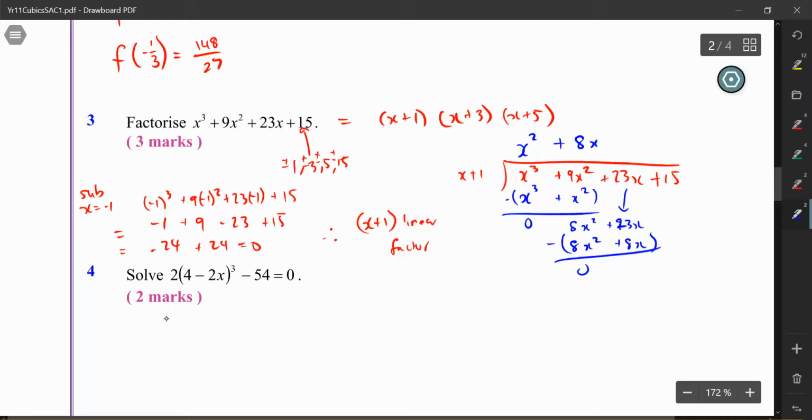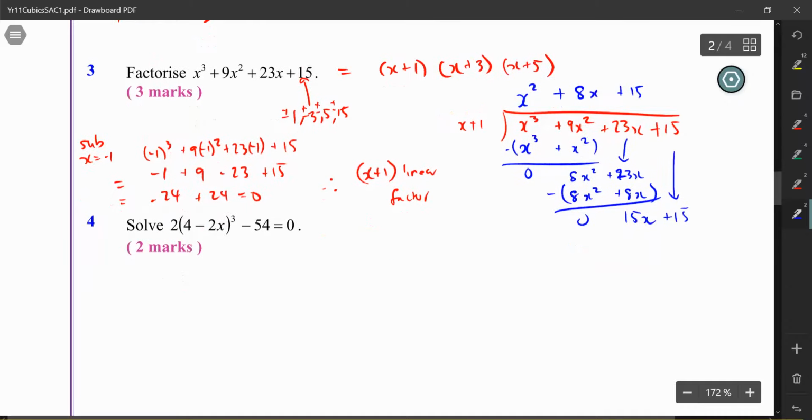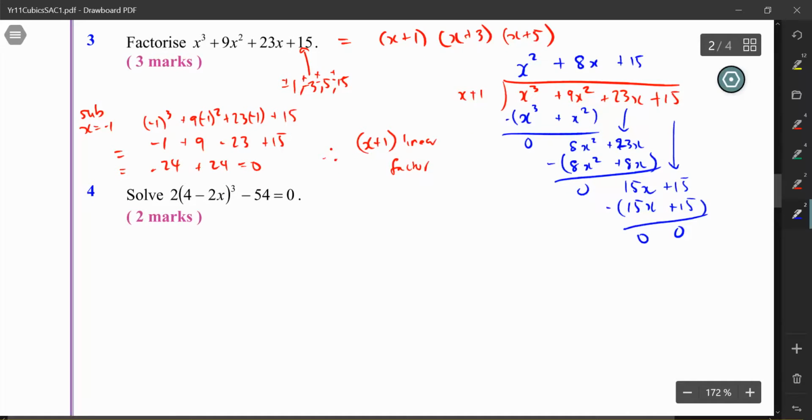So we go 23 minus 8 is 15x. Drop down the value, plus 15. So this is plus 15. And 15 times x is 15x, but then 15 times 1 is plus 15. Find the subtraction, 0. Okay, so now that you know the factors, you had x plus 1, and you got your quadratic factor, x squared plus 8x plus 15. You can factorize this, and that becomes x plus 1, x plus 3, x plus 5.